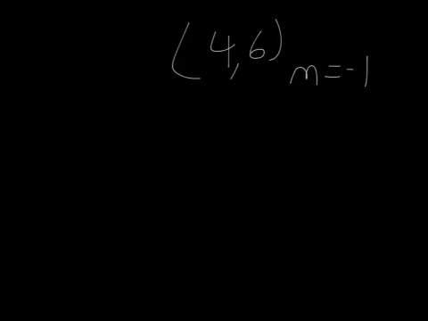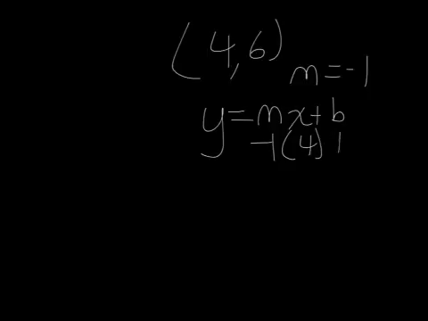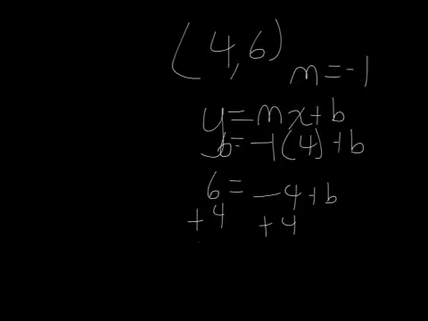Let's try that equation with (4, 6) instead. Since we have 2 points on the same line and the same slope, we should get the same line, but let's just verify to make sure. So we've got y equals mx plus b. M is equal to negative 1, x is equal to 4, and y is going to be equal to 6. So I have 6 equals negative 1 times 4 plus b. Negative 1 times 4 will be negative 4, so 6 equals negative 4 plus b. I add 4 to both sides, and I get 10 is equal to b.